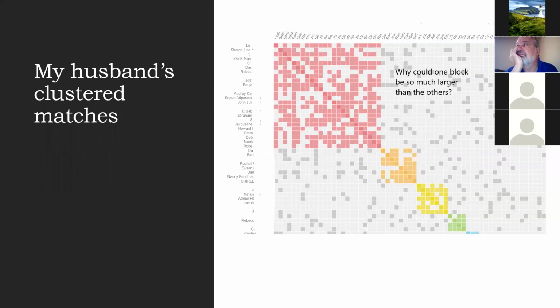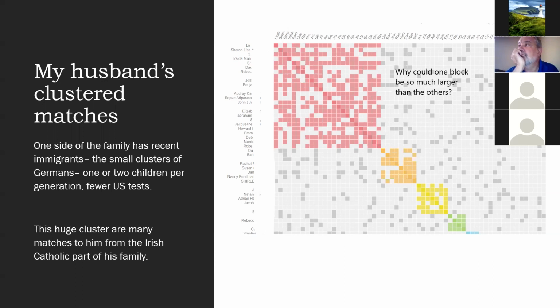And what did we talk about earlier with those gray squares? Sometimes endogamous or pedigree collapse populations have more of those. So we'll talk about why some of that is important. Let me see if I have, yeah. So for my husband, one side of his family are recent immigrants. His grandfather is the immigrant in the 1900s. And so there are very few US testers in the Bergheimer family.